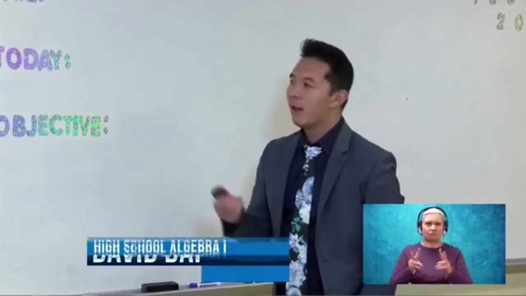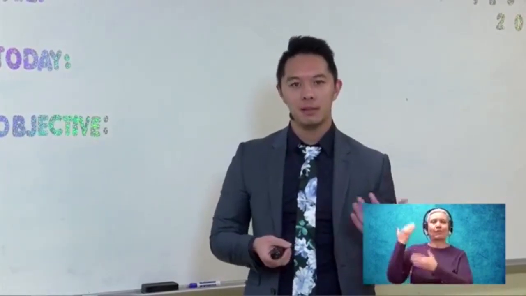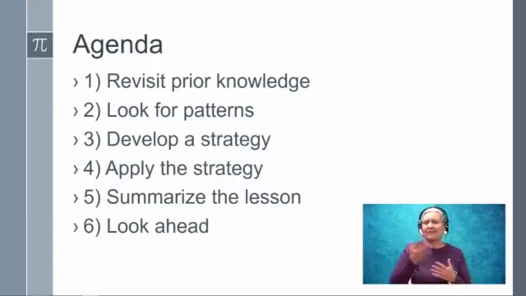And to accomplish this, my agenda is that we're going to revisit some prior knowledge. So I'm going to look to activate some things that you're familiar with, going back to some concepts that you looked at earlier this semester in Algebra 1. We're going to start looking at patterns as we try and continue to make sense of some of the things that we've looked at. Use those patterns then to develop a strategy for how we look at quadratic expressions and then factor them. And then apply that strategy, and then we will close out by summarizing the day's lesson and then taking a look ahead at what we have for next week.